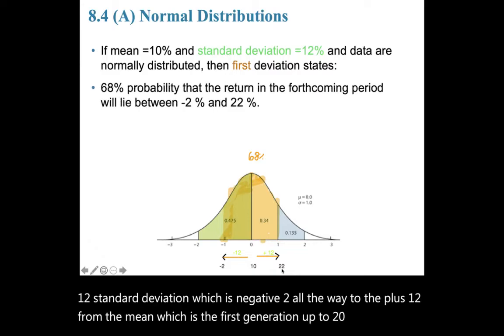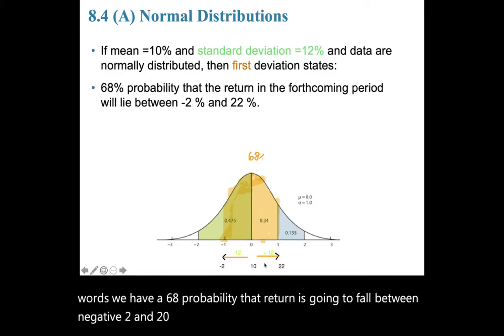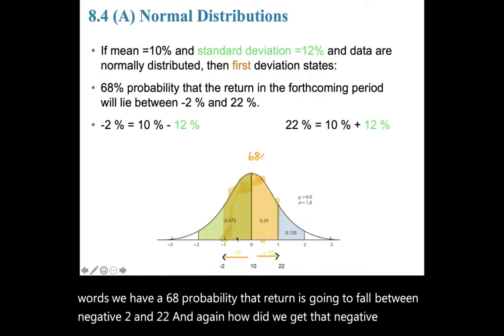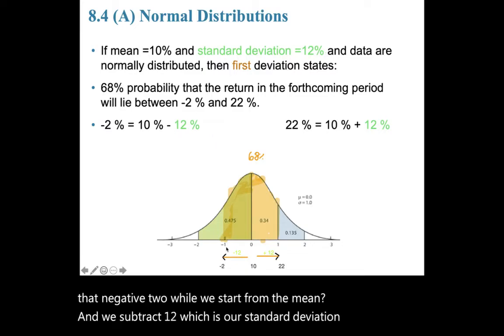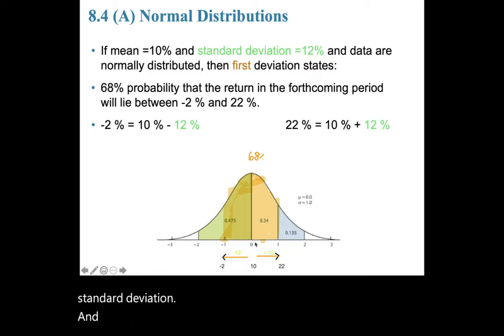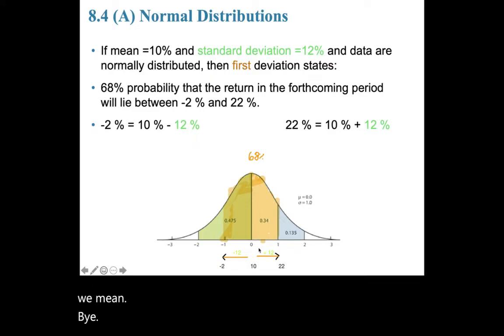Okay, so in other words, we have a 68% probability that that return is going to fall between -2 and 22. Okay, and again, how did we get that -2? Well, we start from the mean, and we subtract 12, which is our standard deviation. That's one standard deviation. And then we can also go forward. So if we take that 12% standard deviation, add it to the mean of 10, we get 22%. Okay, so that's what we mean by understanding the probability of our return in terms of one standard deviation.